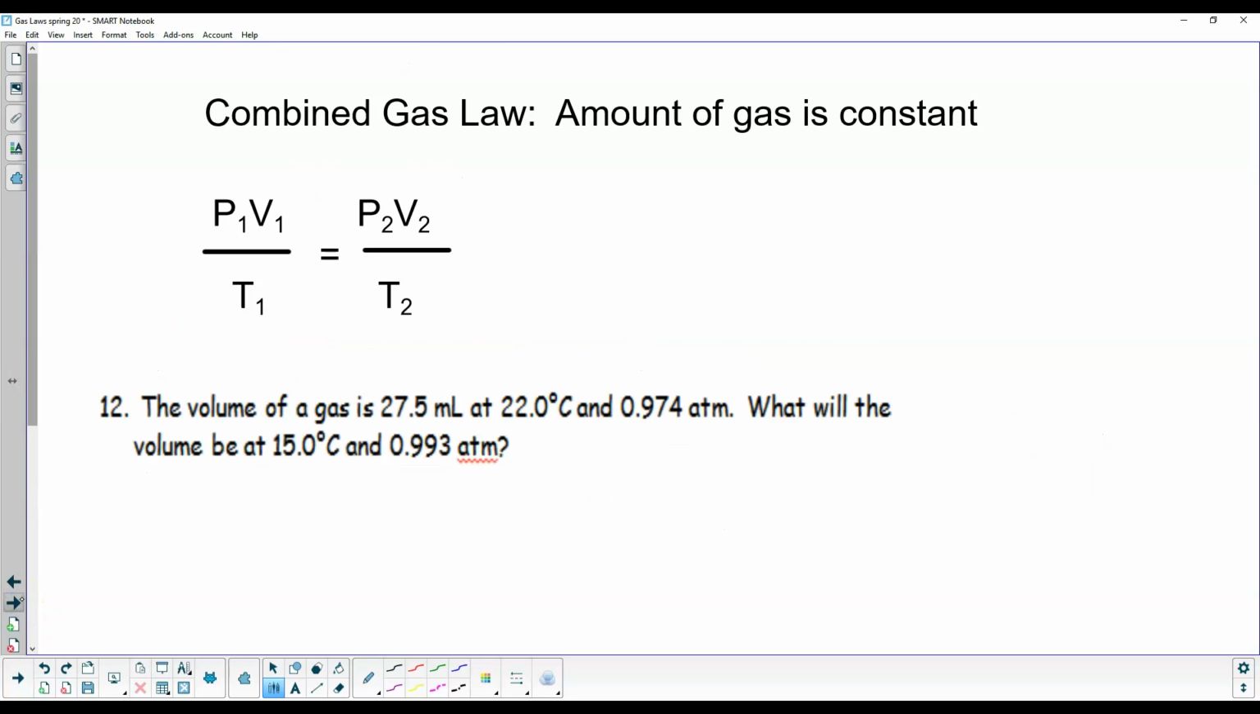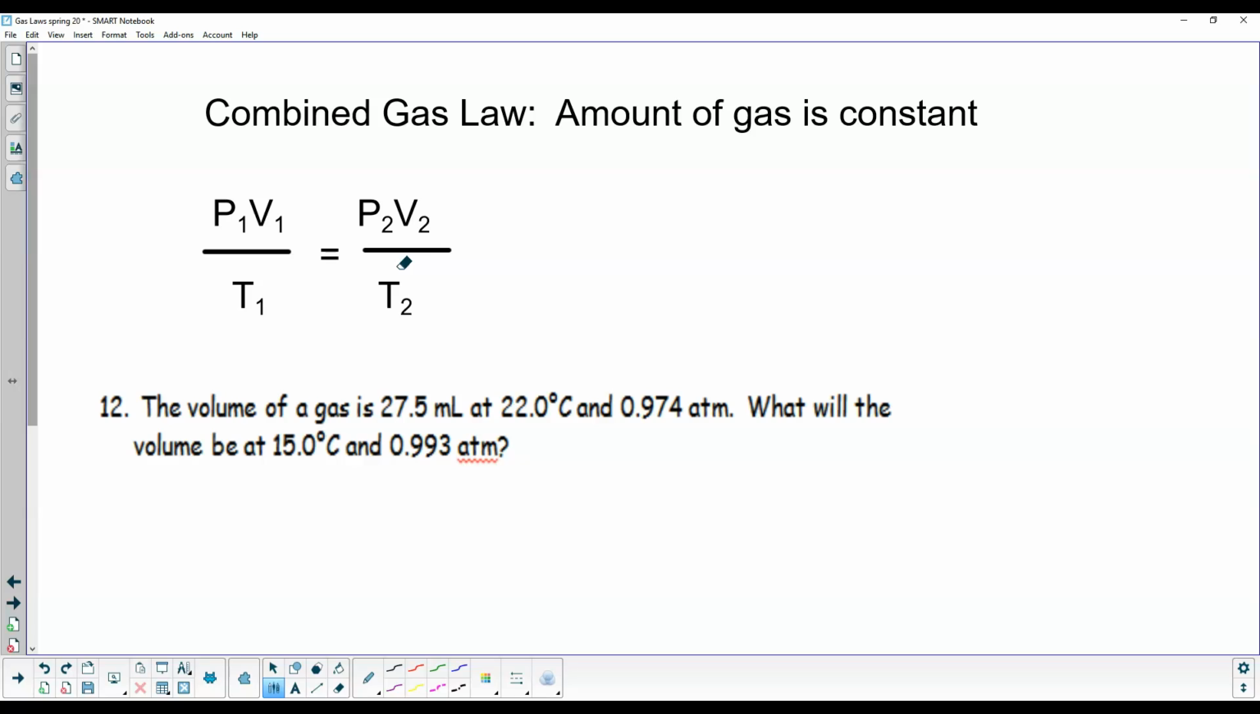Okay, last one I'm going to show you right now is the combined gas law. As you can imagine, the reason why it's called combined is because it is Boyle's, Charles', and Gay-Lussac's all combined into one. If we get rid of the bottom part, the temperature, well, there's Boyle's. If we get rid of pressure, hey, there's Charles' law. If you get rid of volume, there's Gay-Lussac's law. So honestly, you can solve any of those pressure, volume, and temperature relationships using this formula.